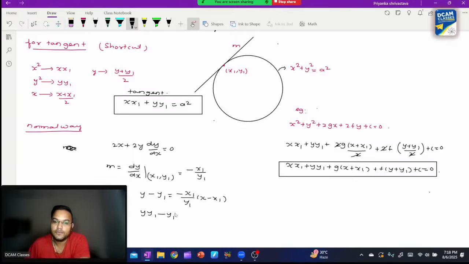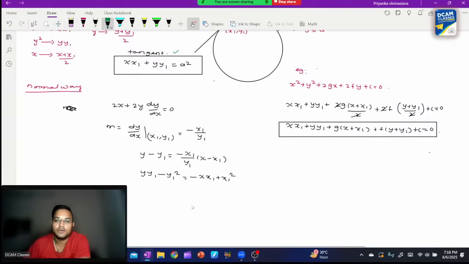y y1 minus y1 square is equal to minus x1 x plus x1 square. I'm just trying to show you why the result you got by the shortcut is this, and if you were trying to find it by the normal way, your result will be this. They are similar, x1 plus y1. Here you are getting x1 square plus y1 square.